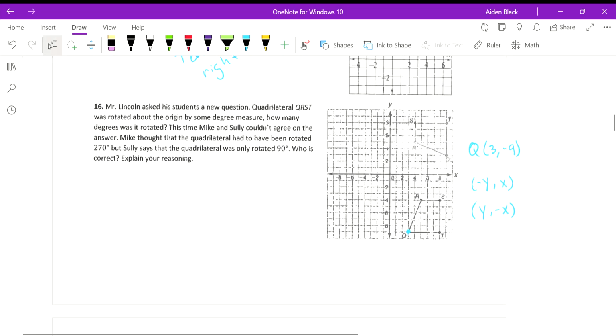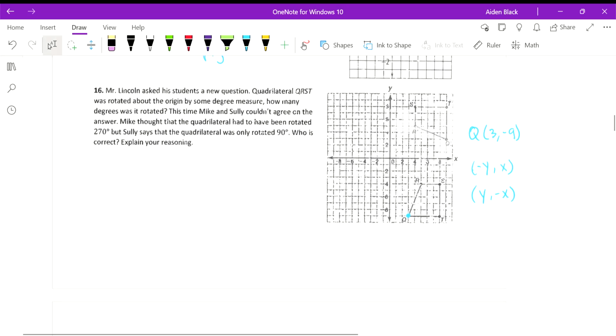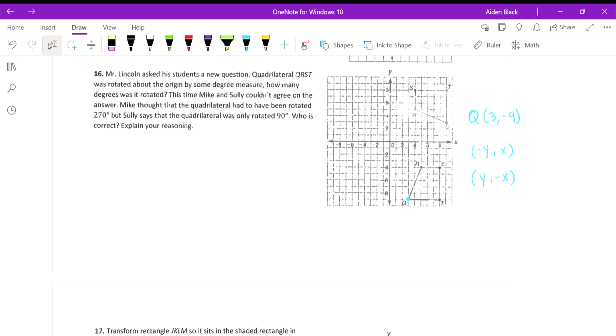Okay, so who is correct? Technically they're both wrong because they don't recognize that a 90 degrees counterclockwise rotation is the same as a 270-degree clockwise rotation.